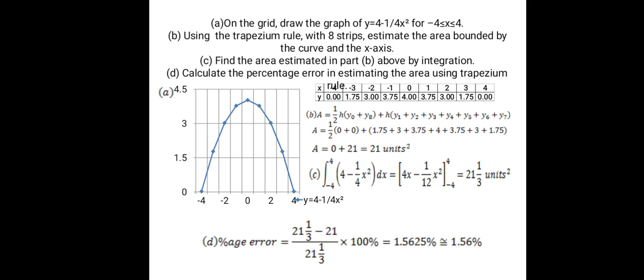On the grid, draw the graph of y = 4 − ¼x² for values of x between −4 and 4. Using the trapezium rule with 8 strips, estimate the area bounded by the curve and the x-axis. C. Find the area estimated in part B above by integration. Calculate the percentage error in estimating the area using the trapezium rule.